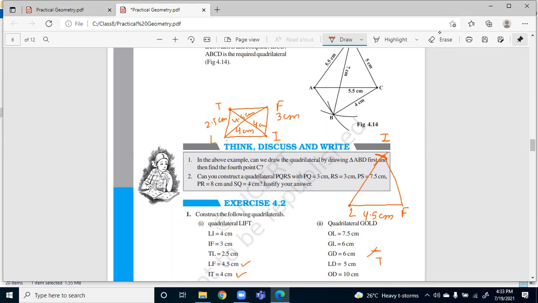Now I will join LT, TF and IT. So this completes my quadrilateral. So the case here is 2 diagonals and 3 sides are given. If 2 diagonals and 3 sides are given, then how to draw it?